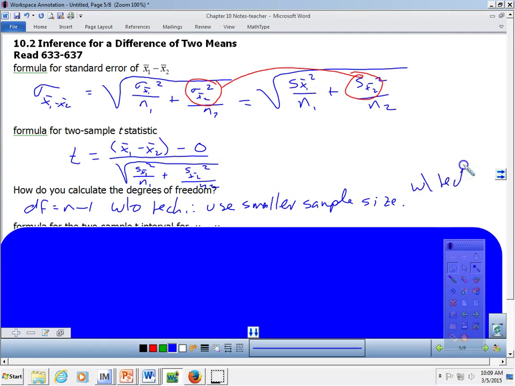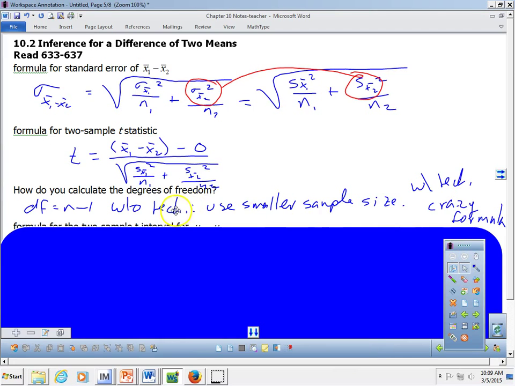With technology, it does a crazy formula. Feel free to go look at that crazy formula. That crazy formula is in your book, and the page escapes me right now. But if you're reading in your chapter, you'll come to it. If you're curious, ask, and I'll show it to you. But other than that, when you actually do your interval or significance test, it will tell you what the degrees of freedom is through technology.